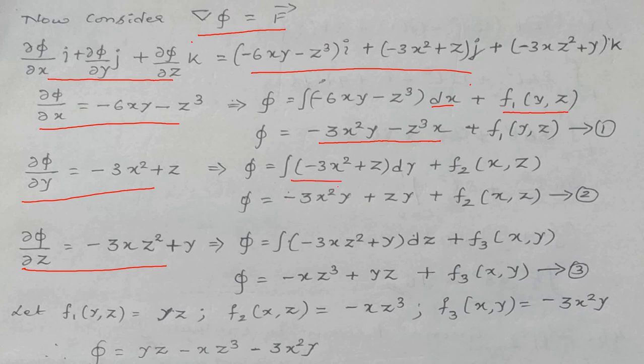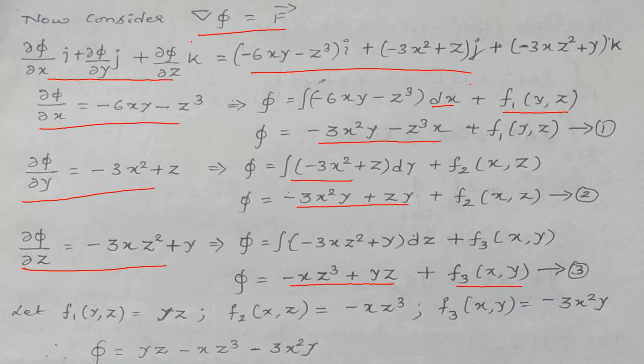Then if I integrate this term with respect to y, the integral constant will be f2 of the other two variables, x and z. So integrating this with respect to y, I got minus 3x square y plus z y. I will name this as equation 2. Similarly, I will go on integrating with respect to z. I got minus x z cube plus y z plus f3 of xy.